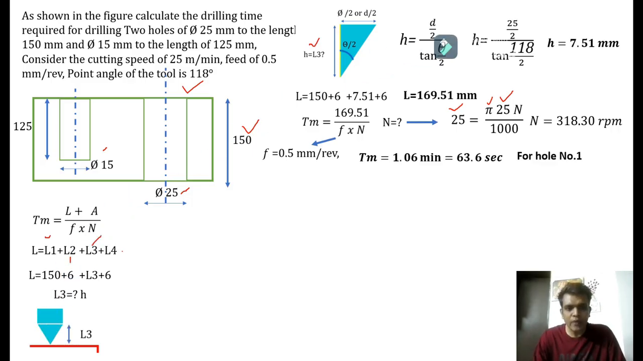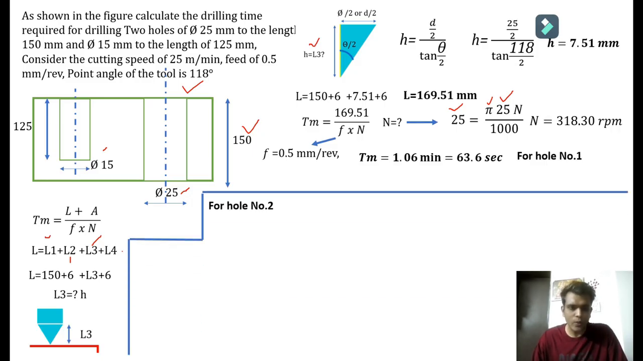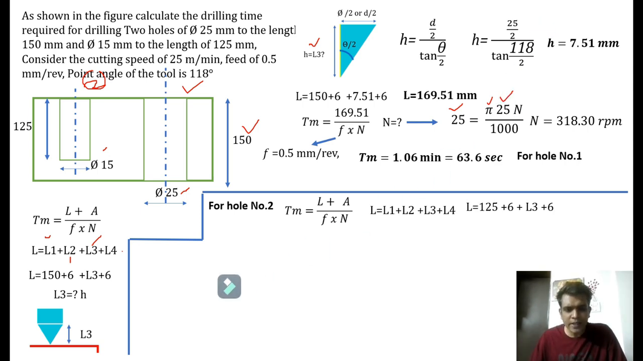All right, so now we are done with hole number 1. Now let's see hole number 2 as well. This is hole number 2, right? Let's see what will change here. We know the formula: total tool travel length upon feed rate. What is L1? The second hole is not a through hole, so the depth of drill is 125, and L1 will be 125. What is L2? The approach length, we assume equal to 6 mm.